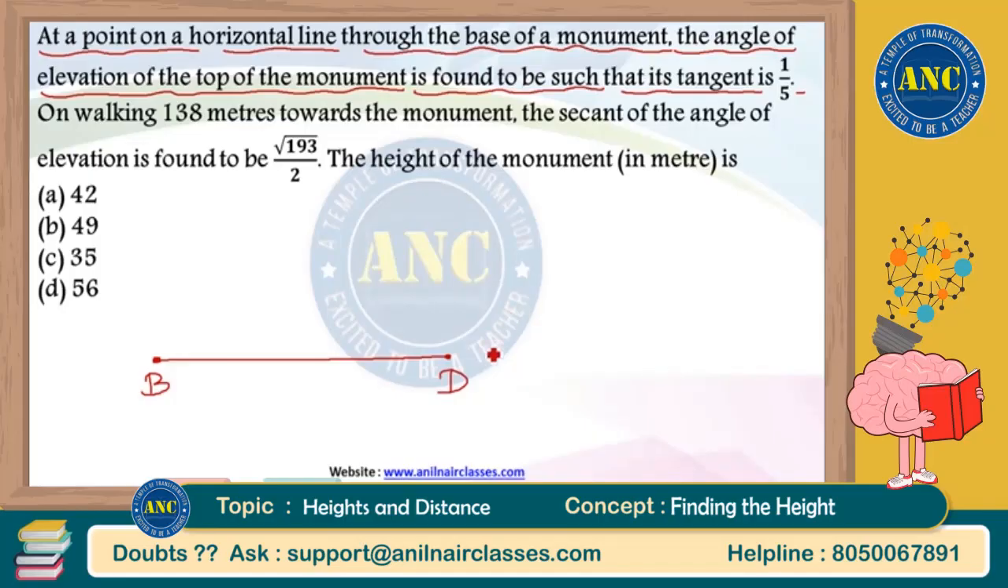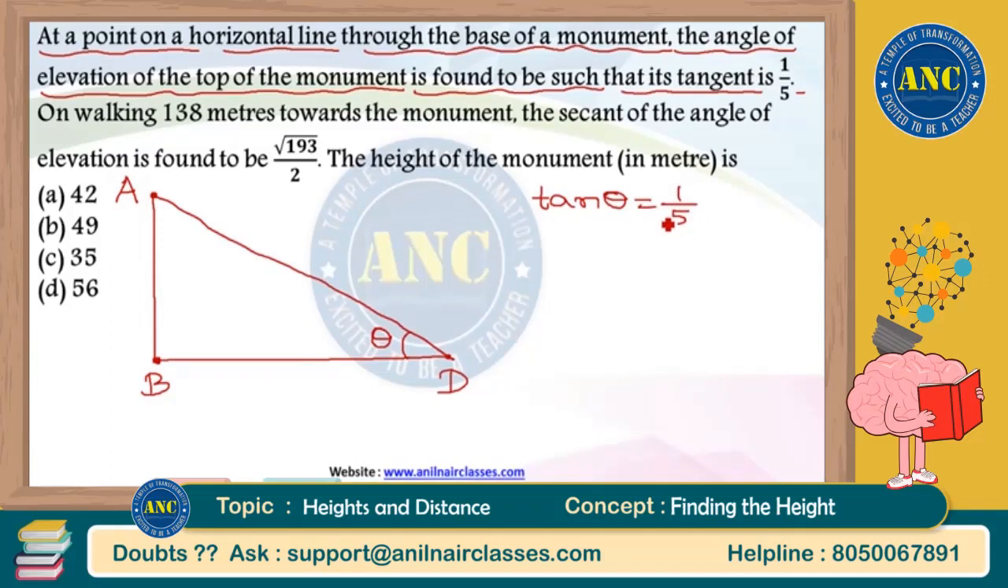At a point on a horizontal line through the base of a monument, the angle of elevation of the top of the monument. This is the top of the monument. There is a monument called AB. The angle of elevation is found to be such that its tangent is 1 by 5. I will call the angle as theta. It is given that tangent of that angle theta is 1 by 5.